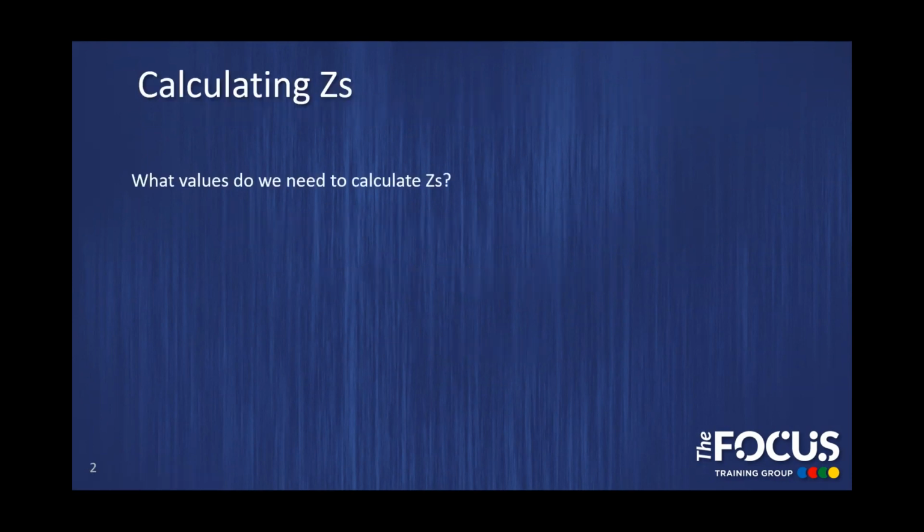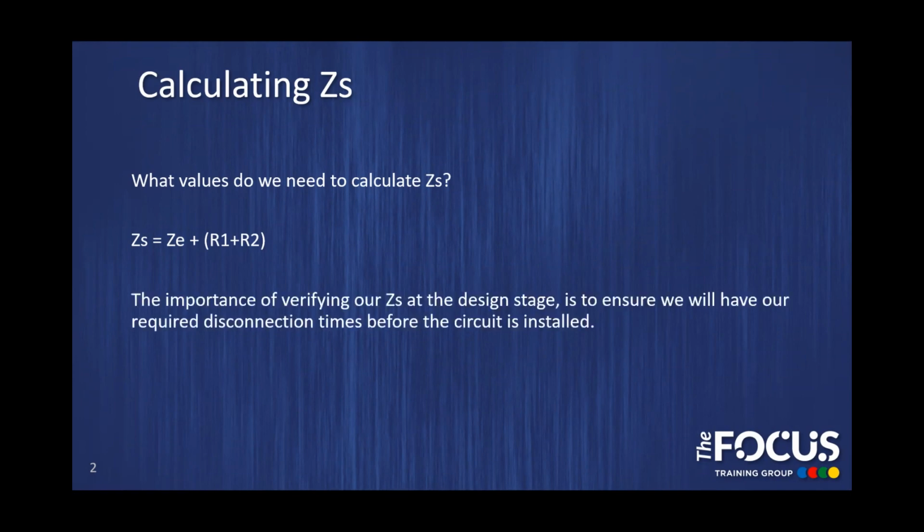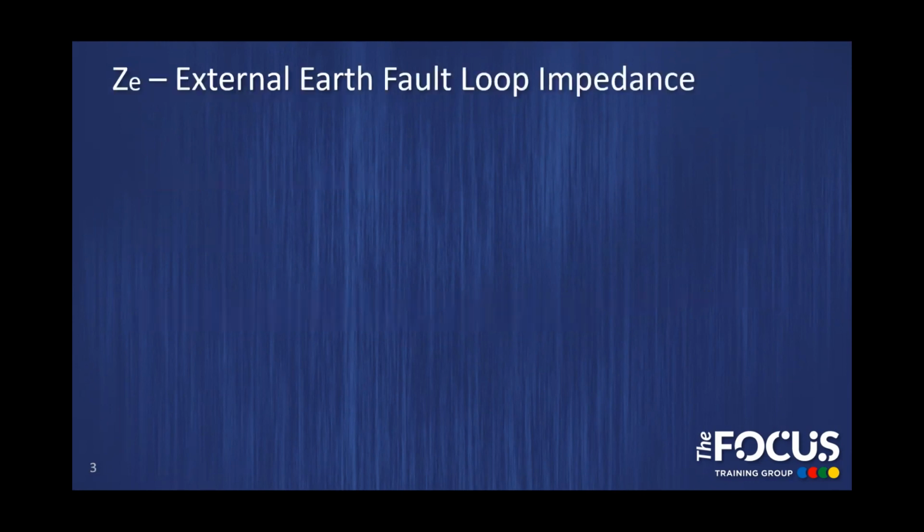What values do we need to calculate ZS? ZS equals ZE plus R1 plus R2. This is the equation we will be using to calculate our ZS. The importance of verifying our ZS at the design stage is to ensure we will have our required disconnection times before the circuit is installed.